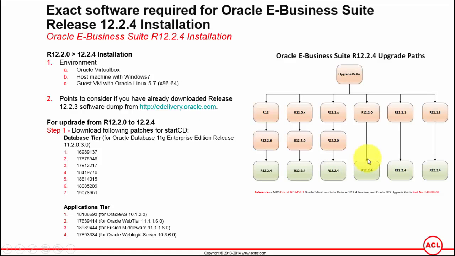Now before we go ahead, let me tell you the environment under which I have installed Release 12.2.4. It is on a host machine running Windows 7. Within that machine I have installed Oracle VirtualBox, and within VirtualBox I have created a guest virtual machine, and within that virtual machine I have installed Oracle Linux 5.7 x86 64. And on this operating system I have installed Oracle E-Business Suite Release 12.2.4. So the list of software that I'm going to show you pertains to Oracle Linux 5.7 x86 64.